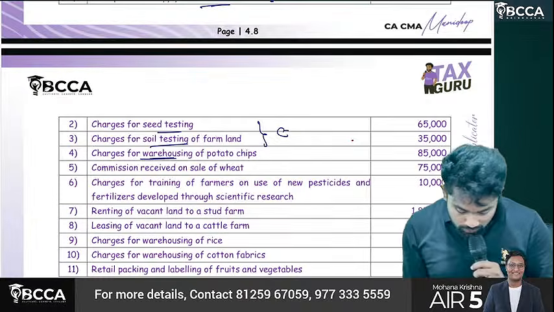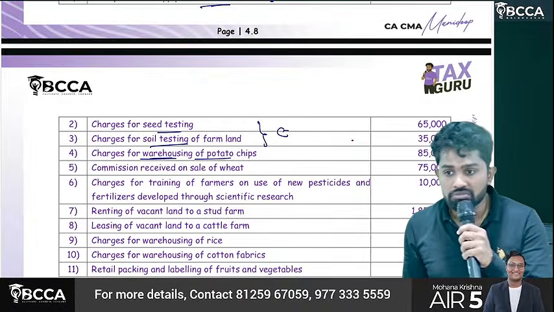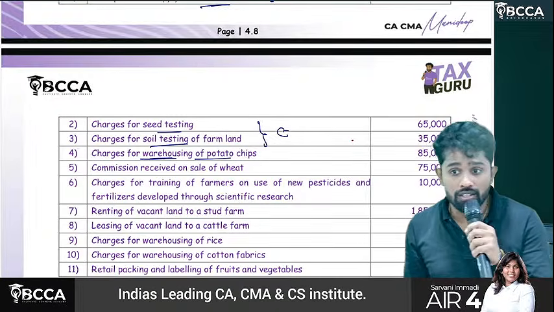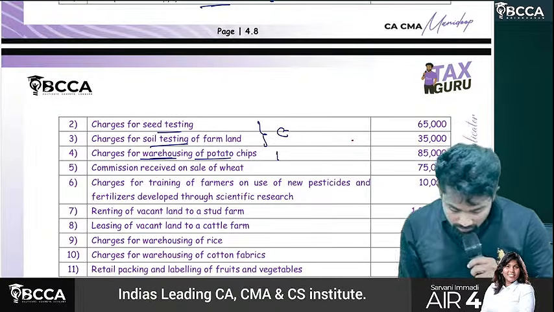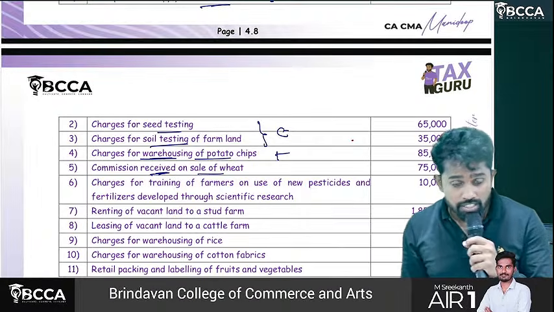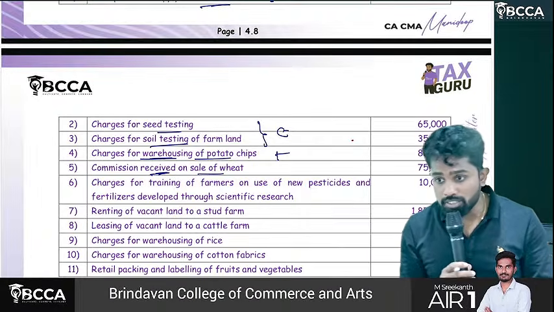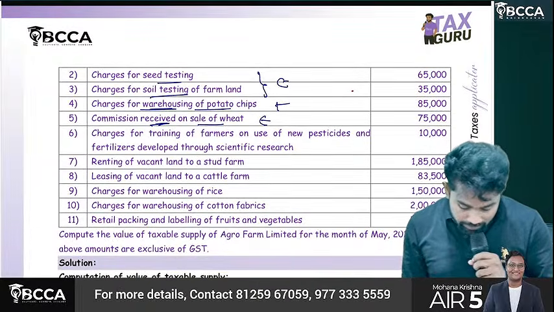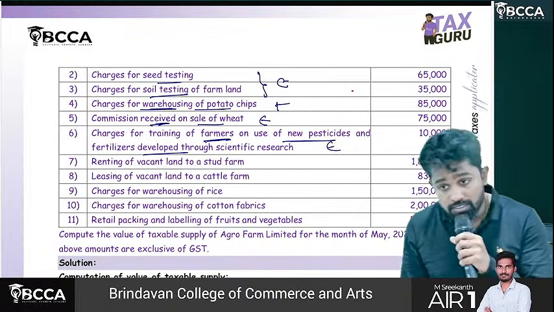Then charges for warehousing of potato chips. Sir, warehousing of agri produce, rice, those are exempted. Potato chips are taxable. Commission received on sale of wheat, exempted, sir. Where any agri produce is sold on commission basis, that commission is exempted. Then any training given to farmers for use of new pesticides and all, agri extension services, exempted.